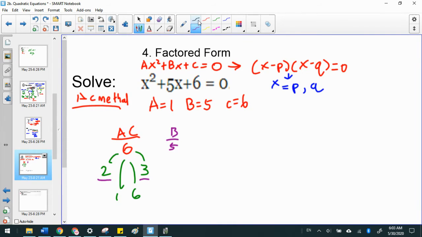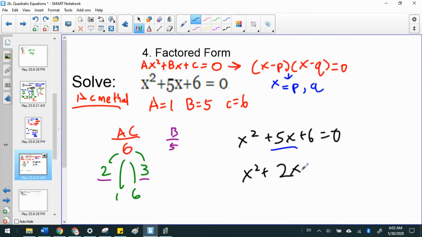And now the technique is to rewrite the equation, and instead of writing it as 5x this time, we're going to break that 5x down into the two pieces I broke the 6 into before. So now it's plus 2x plus 3x plus 6 equals 0. And you'll notice now this is prettier looking because we can factor by grouping.